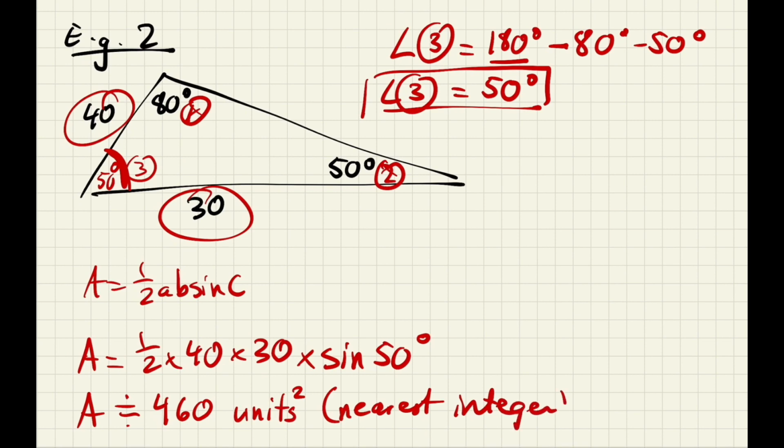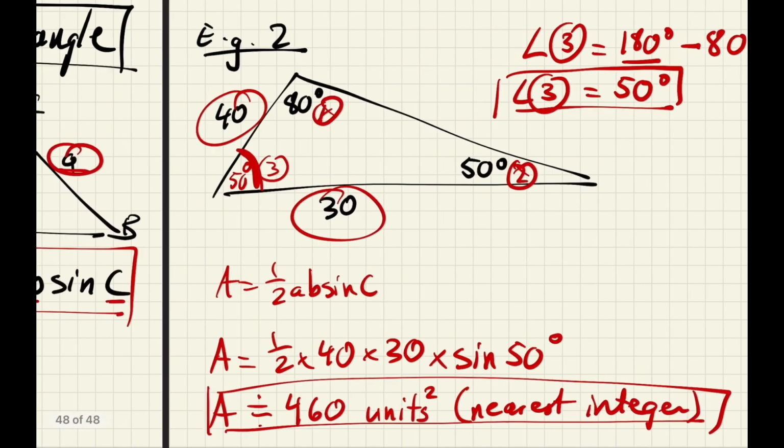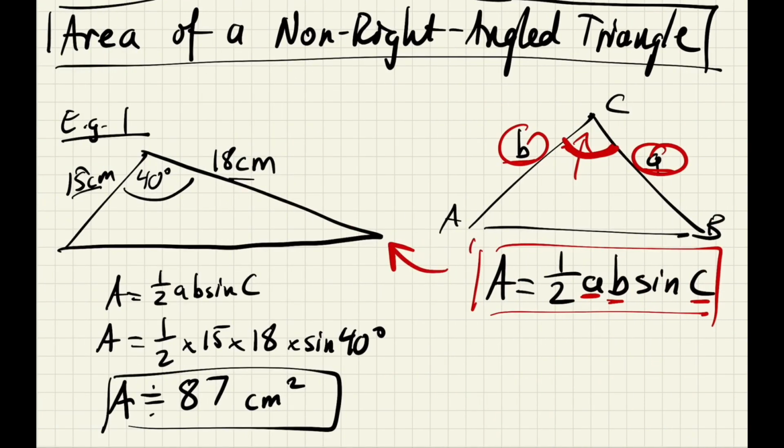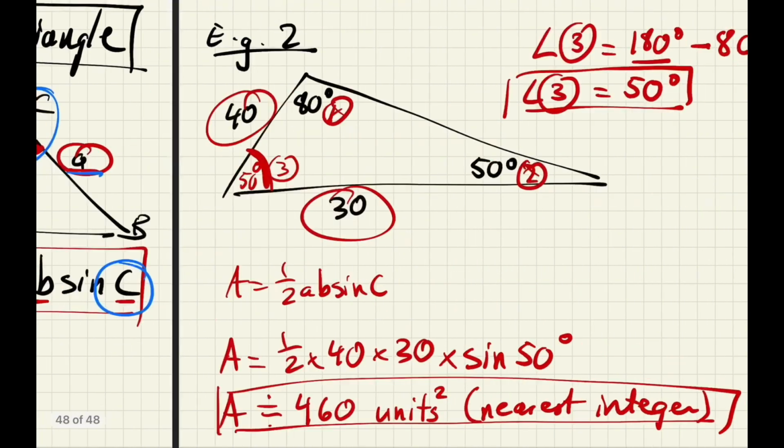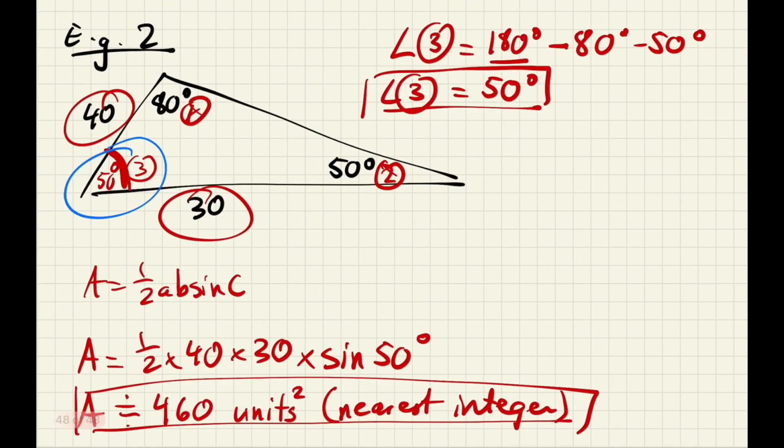Okay, good. So that rounds off our video. Let's just consider a couple of key points. First of all, our formula is area is equal to half AB sine C. Always remember that C is the angle that is included between the two sides that we know. So if we don't have the correct angle, as was the case in example number 2, we need to make sure that we're actually calculating that. Otherwise we'll get the wrong answer when we do our substitution. And that's the end of our video.